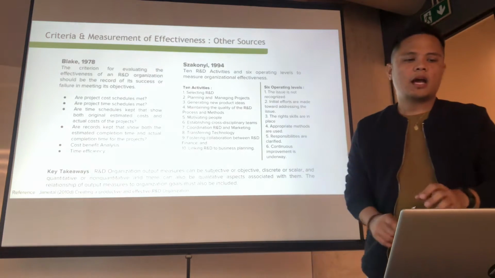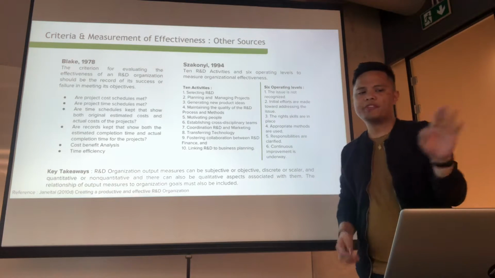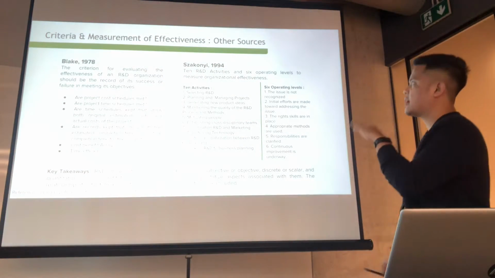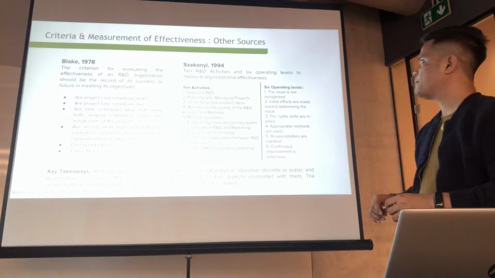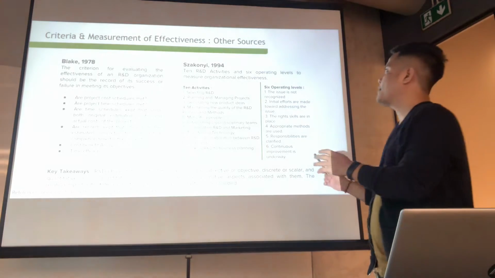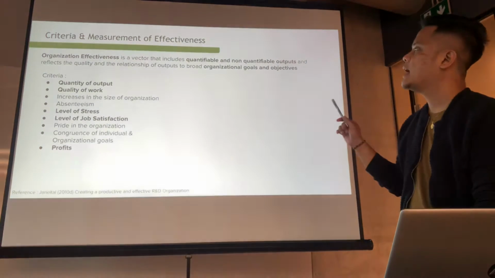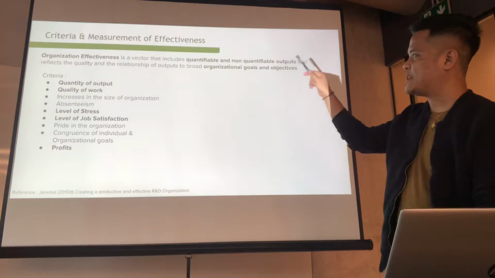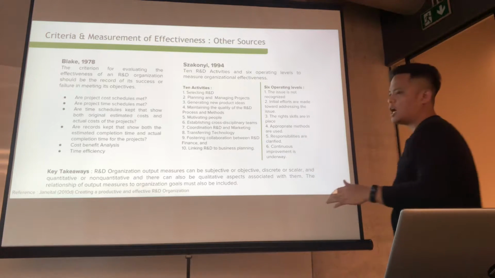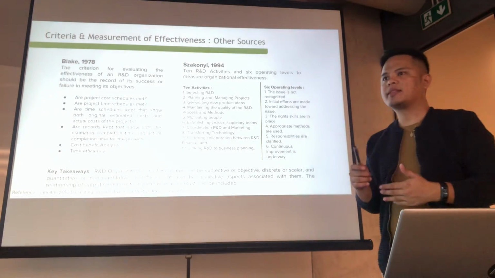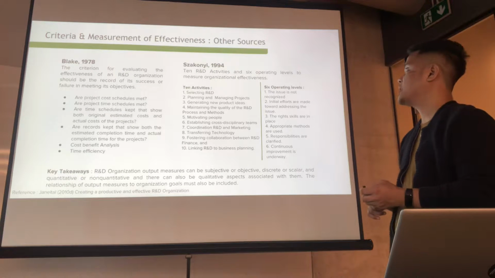Okay, there are different sources in the book that I gathered. So the first one is from Blake, 1978, and the second one is Giaconi, 1994. But basically, what this measurement of organization will tell you is just actually merely the same with this slide. Na, mas ginawa lang simplified dito sa portion na to. But I'd like to focus on kay Giaconi kasi nagbigay siya ng 10 R&D activities and 6 operating levels to measure organizational effectiveness.